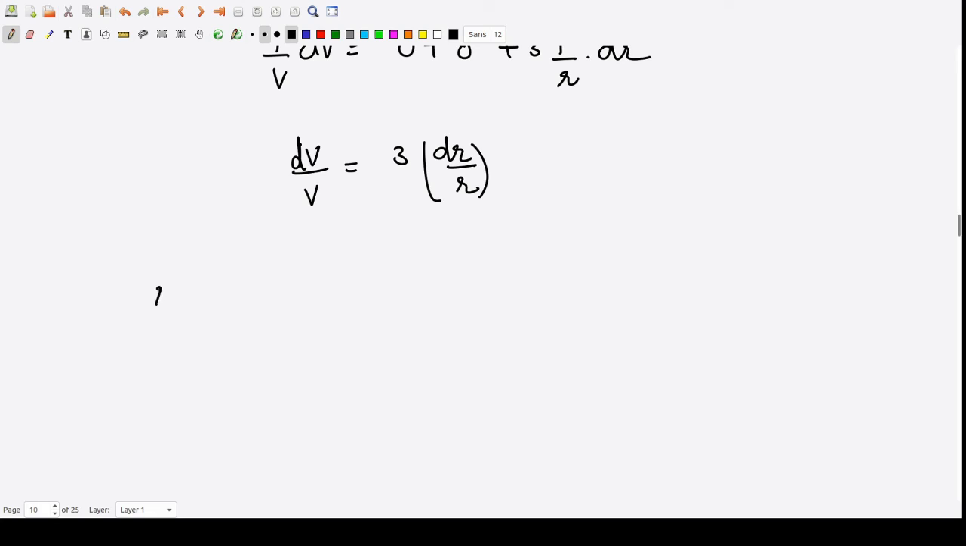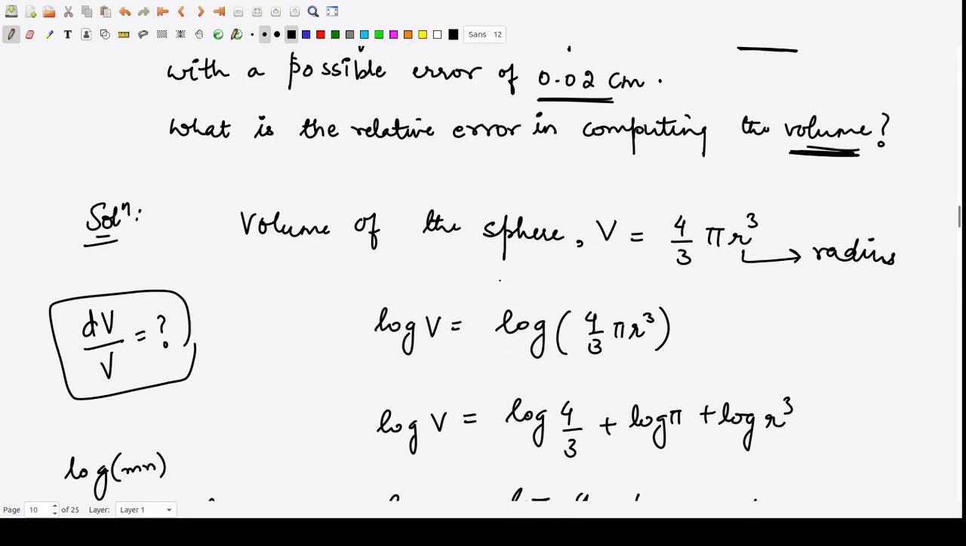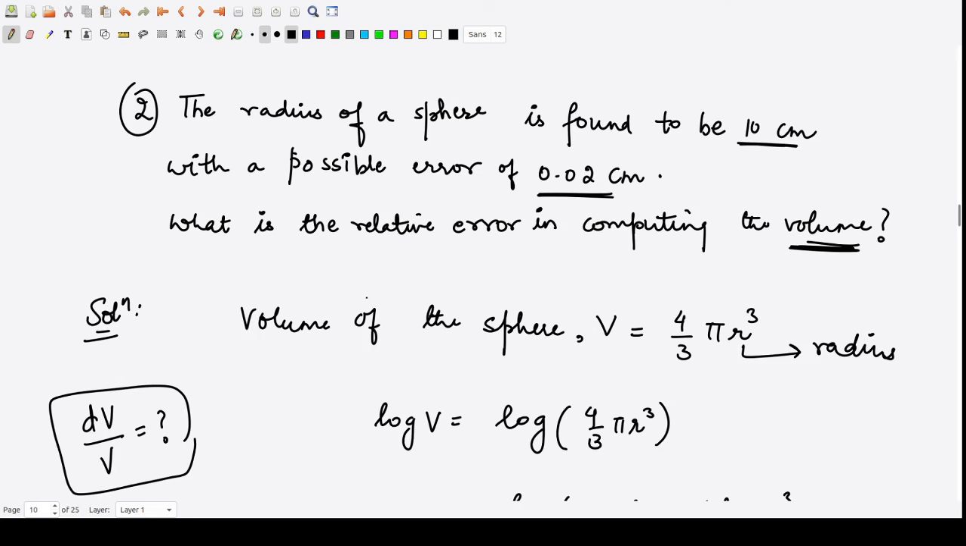Now you are given the radius as 10 centimeter, dr, the error as... this is not the relative error that is given to you in the question, but the error is given to be the absolute error. So we are given dr and not dr by r. So it is equal to 0.02 centimeter. This is given.